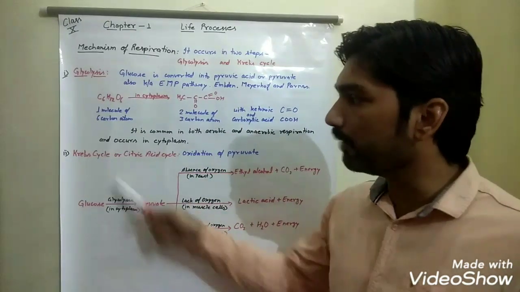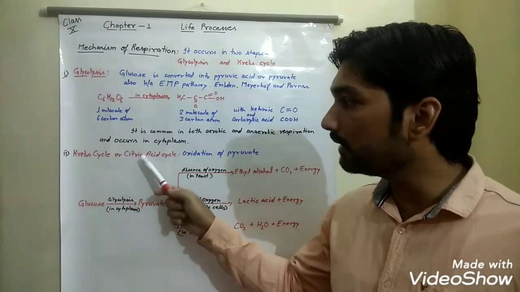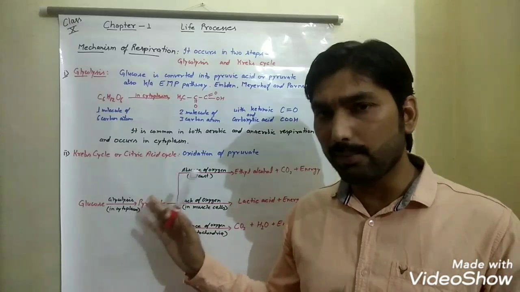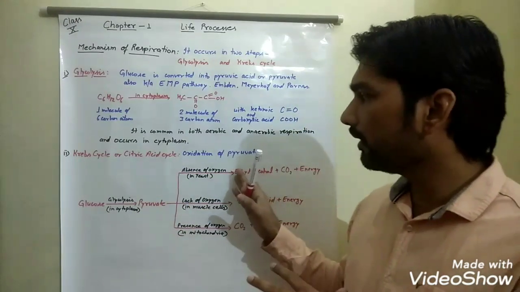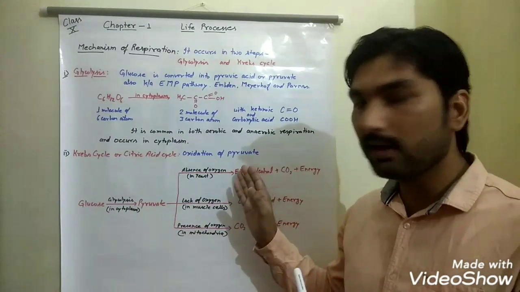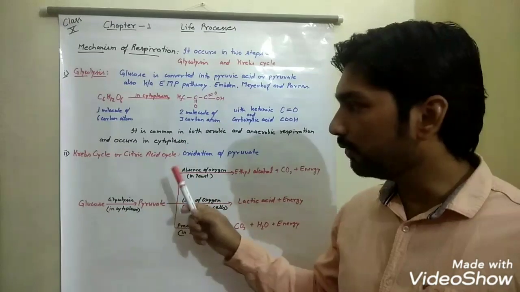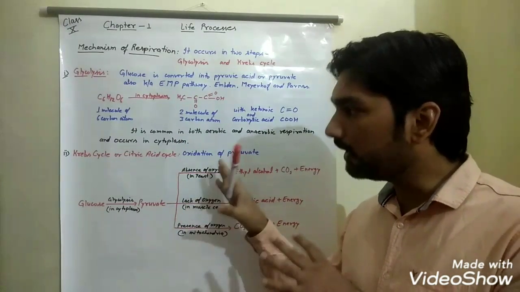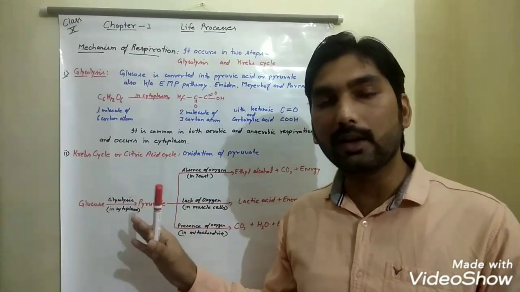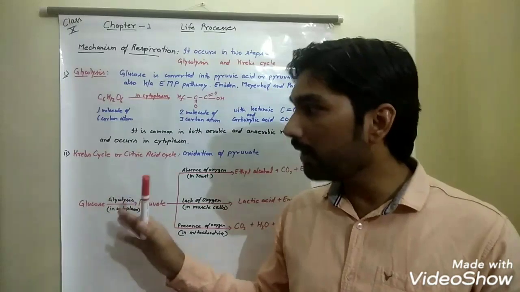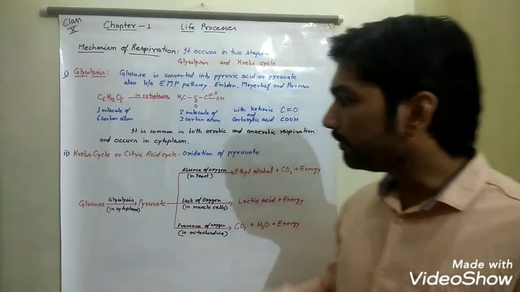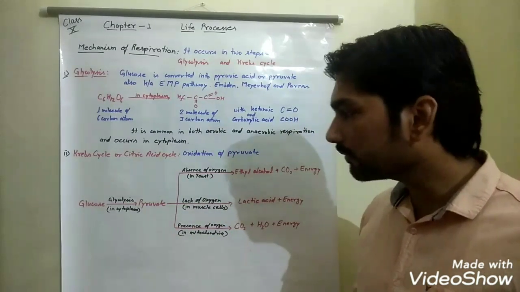And the second step is known as what? Krebs cycle or citric acid cycle. Actually, this is known as citric acid cycle because the first product that is formed after the oxidation of pyruvate is citric acid. So on the basis of the first product of this cycle, this is known as citric acid cycle, and this was discovered by a scientist, Hans Krebs. So on behalf of him, this cycle is also known as Krebs cycle. So what is happening during the Krebs cycle?